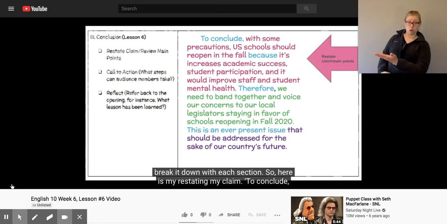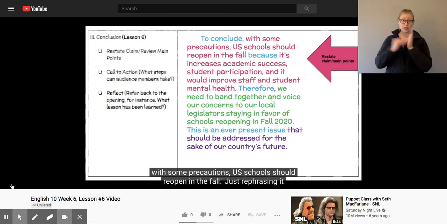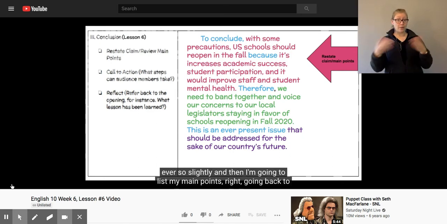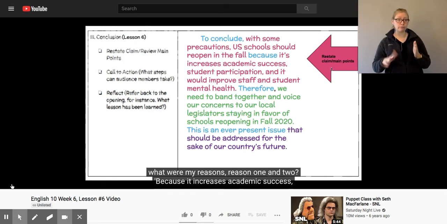Okay, so I'm just going to put it all up there for you, and we'll break it down with each section. So here is my restating my claim. To conclude, with some precautions, U.S. schools should reopen in the fall. Just rephrasing it ever so slightly. And then I'm going to list my main points, right? Going back to what were my reasons, reason 1 and 2.